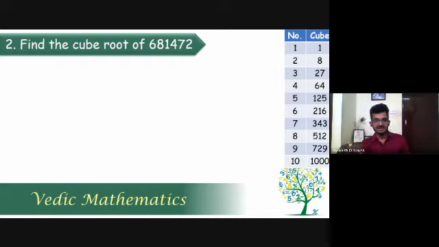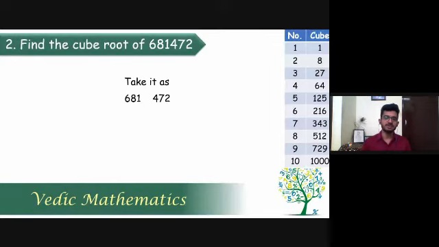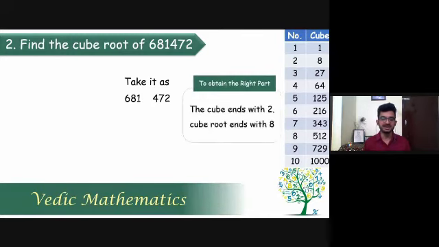You can note that the given number is ending with 2. Before you make the partition itself, you can definitely get the right hand part. Whenever the given number ends with 2, you know that its cube root will end with 8. So let's make the partition of the given number. From the units digit, you group 3 digits as the first part and the remaining digits together. So to obtain the right part of the answer, the given number ends with 2, so the cube root ends with 8.